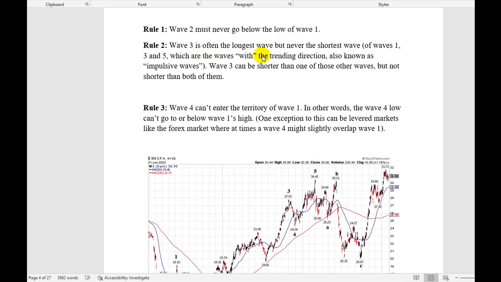So rule number 2, wave 3 is often the longest wave, but never the shortest wave of the waves 1, 3, and 5. In other words, of the impulsive waves, wave 3 many times is the longest. It does not have to be the longest, but it will not be the shortest. The waves that are with the direction of the trend are known as impulsive waves. Wave 3 can be shorter than one of these other waves, but not shorter than both of them.